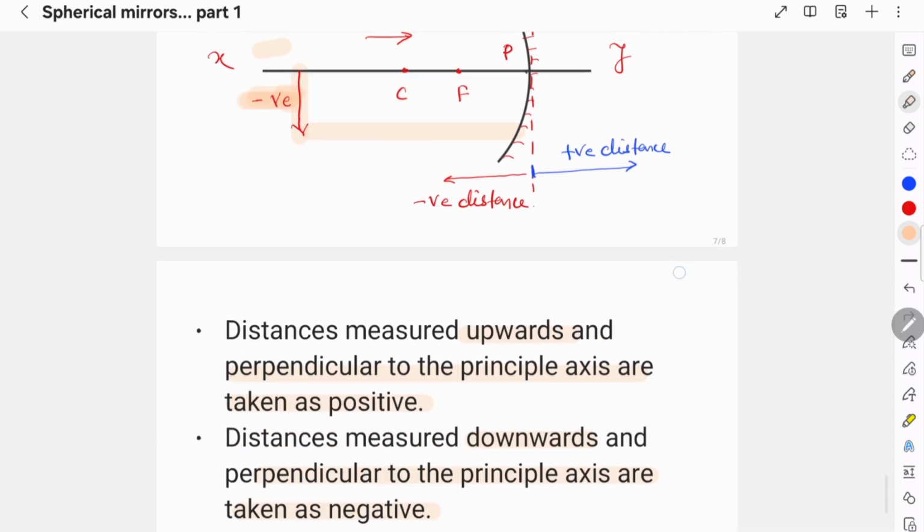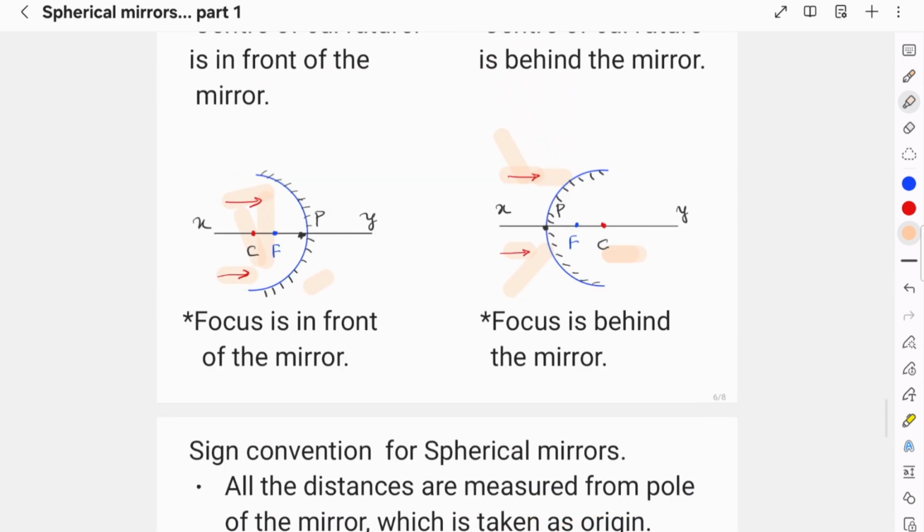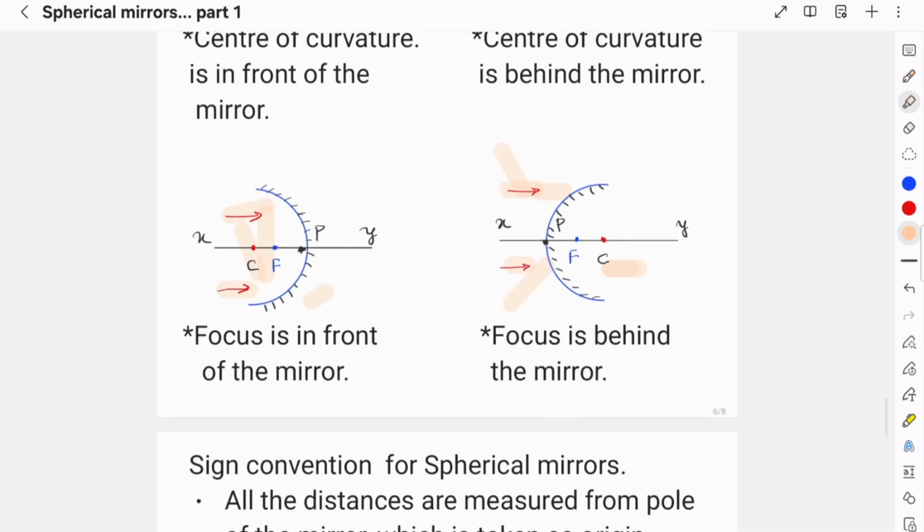Okay. So students, we'll close the session here. I hope you have understood all the basics of spherical mirror. In the next video, we'll see how images are formed in the spherical mirror.